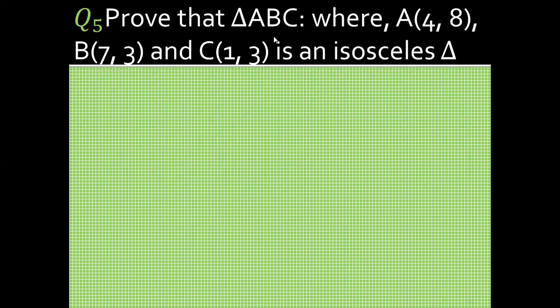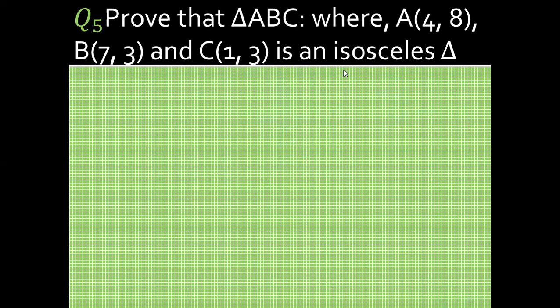Prove that ABC is an isosceles triangle. Isosceles refers to the type of triangle according to its side lengths. Isosceles means two sides are equal in length. Equilateral triangle means the three sides are equal in length. Scalene triangle means the three sides are different in length.